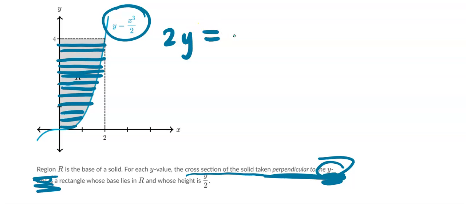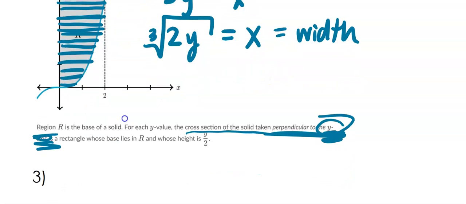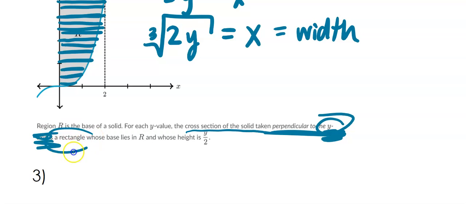So taking this equation and solving for x would be the cube root of 2y equals x. So then that is how wide, it's like the width of our cross-section. We are looking to make rectangles. So then there's the width of our rectangles, and it tells us the height is y over 2.